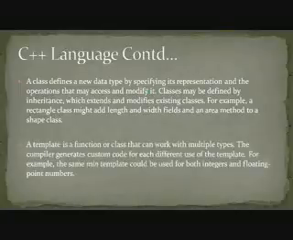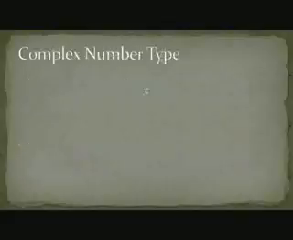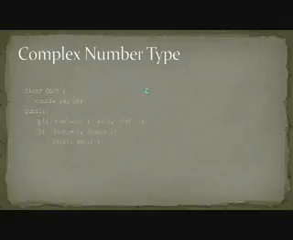A template is a function or class that can work with multiple types. The compiler generates custom code for each different use of the template. For example, the same min template could be used for both integers and floating point numbers. This example shows how C++ language can be used to create custom data types.